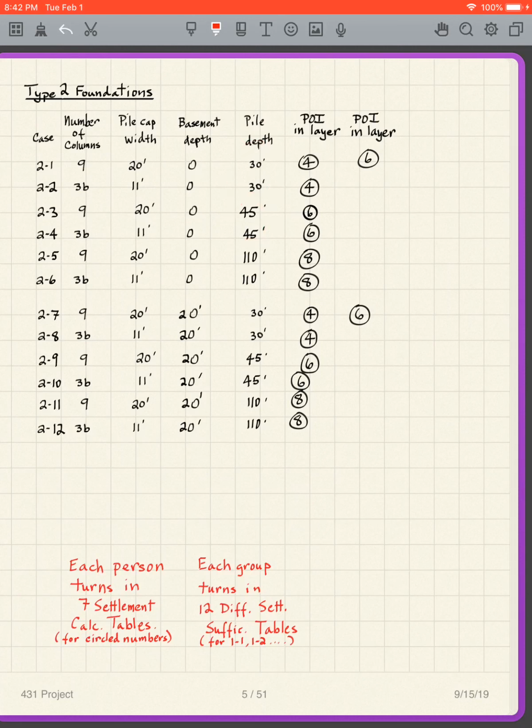For the next ones, I put in a basement of 20 feet. So here the basement is 0. Here the basement is 0. Here the basement is 20 feet. That's how those groups differ. And then these are the layers that are being compressed. Those are the ones you need to consider when you calculate your settlement.